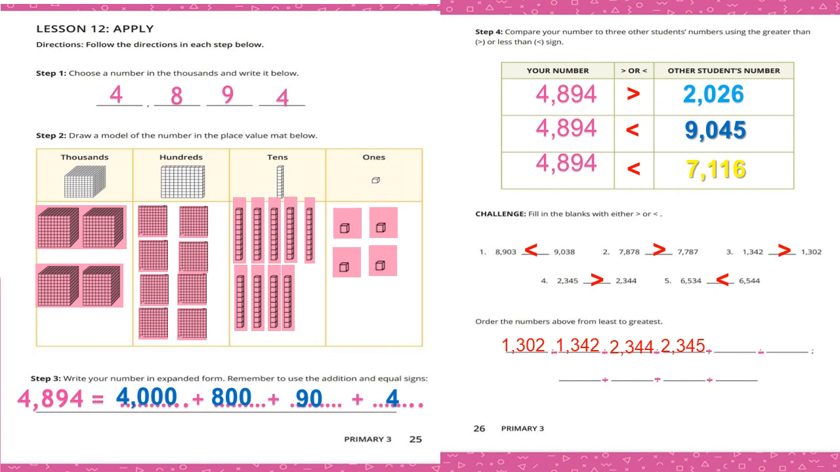Then we have two numbers here, 6,534, 6,544. Then which is the smallest? Yeah, 6,534. And we write also 6,544. And you can complete this example.